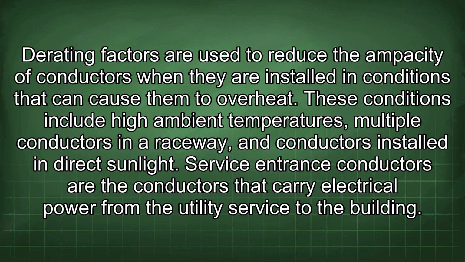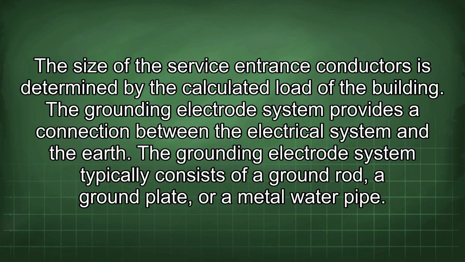Service entrance conductors are the conductors that carry electrical power from the utility service to the building. The size of the service entrance conductors is determined by the calculated load of the building. The grounding electrode system provides a connection between the electrical system and the earth. The grounding electrode system typically consists of a ground rod, a ground plate, or a metal water pipe.